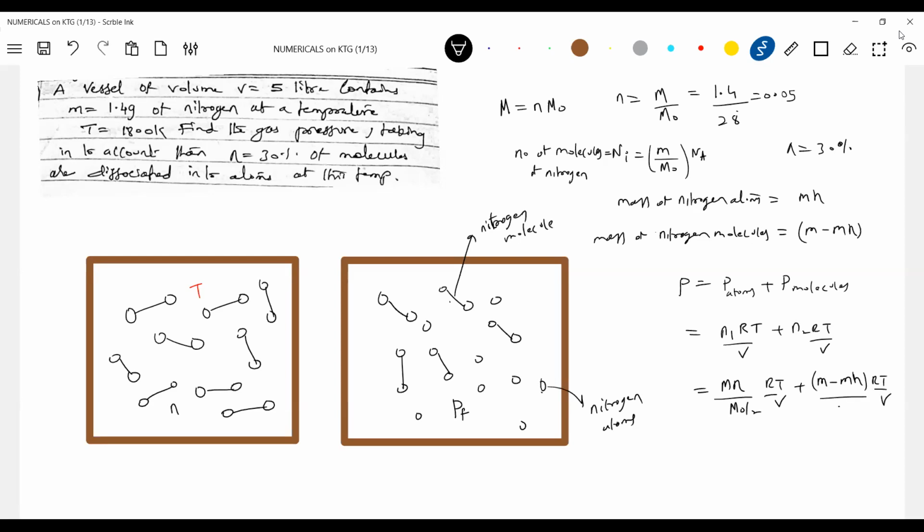What is the molecular mass of this? This is M0. So substitute all this. Eta is 30%, so you should write 0.3. You'll get the pressure.